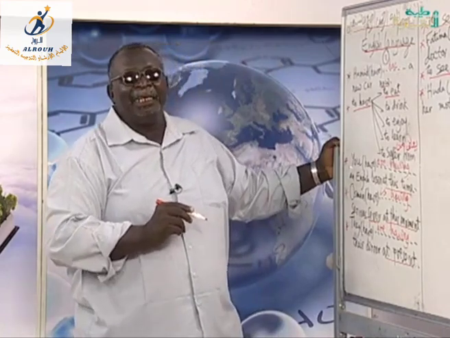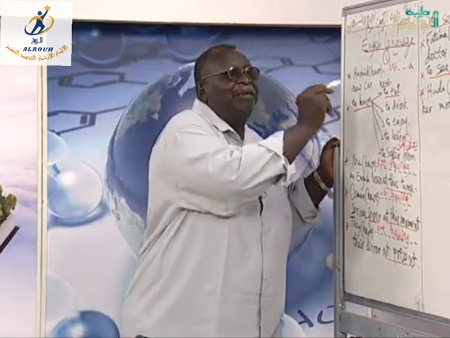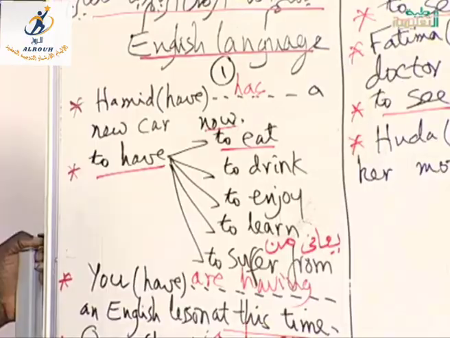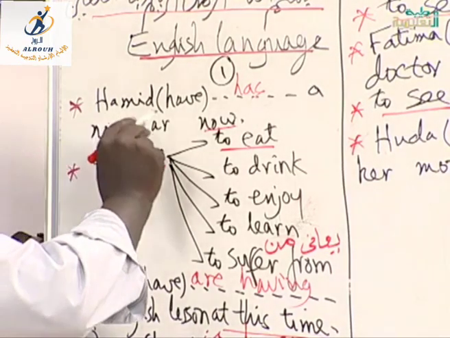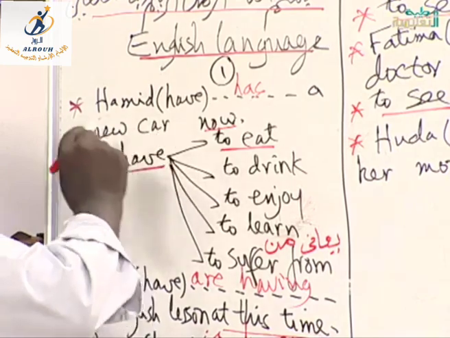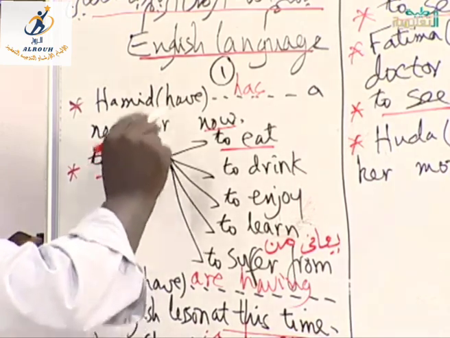I'm saying that the verb have, meaning possess, cannot be used in the present continuous. We use it in the present simple instead. And here we have the example. Hamid have dots a new car. Have here means possess. So we use the present simple.